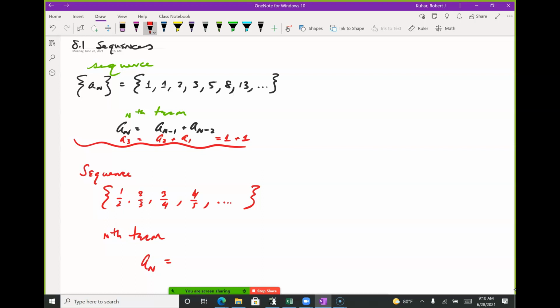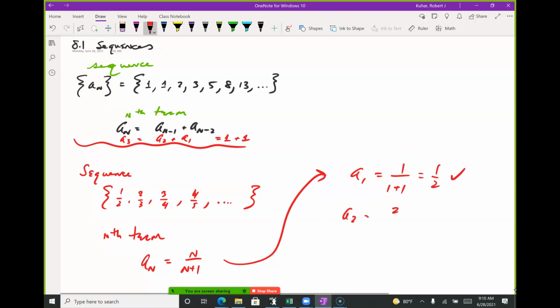Well, let's assume I start at the first term, and then my second term is the second. It's kind of silly when I say it, but n is 1 to start, and then n is 2, and then n is 3. n is a counter or an index. So this should be n over n plus 1. If I start writing these out, a sub 1 is 1 over 1 plus 1. That's 1 over 2. Oh, it worked. Check. A sub 2 is 2 over 2 plus 1.